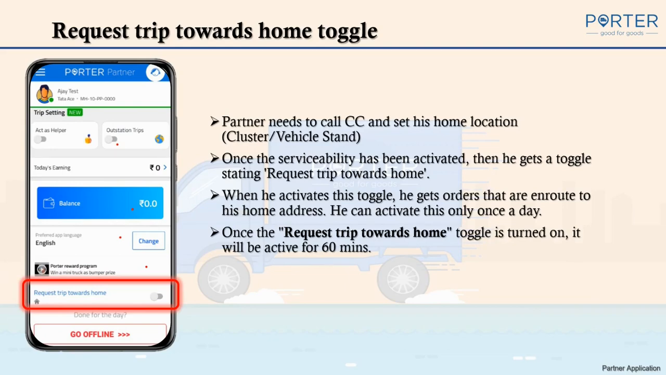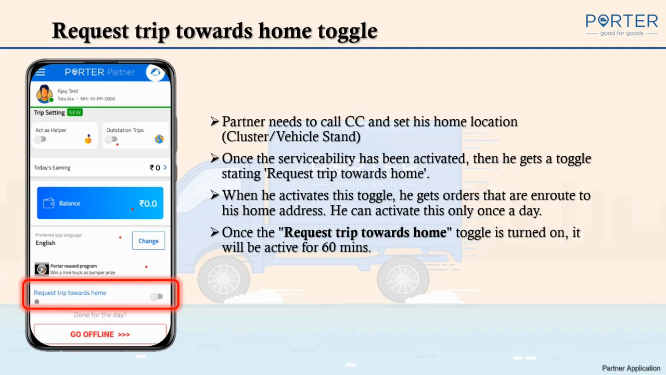Now if he enables this particular toggle, what it does is it will start searching for trips that are towards his home location. Now a very important point to note here is before enabling this option, the partner has to make sure that his home location is set by calling the customer care team. Once he has called the customer care team and made changes to his home location, which we refer to as clusters or vehicle stand, only after that he can get trips towards his home location.